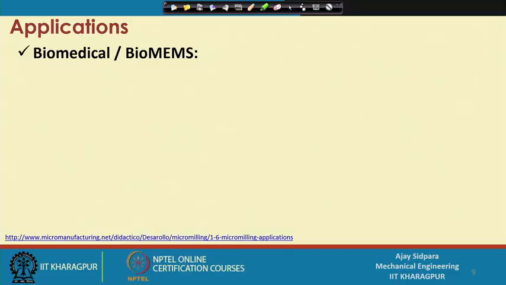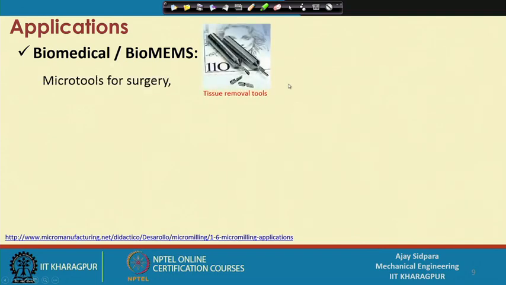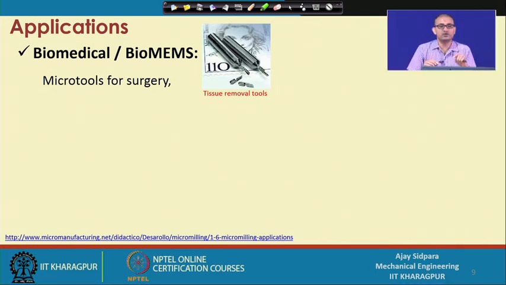So, let us see some examples of where micro mechanical machining processes are used to make different types of components. First, let us go with biomedical, bio-MEMS. There are different types of surgery tools available. These surgery tools are very sharp and very fine, fine in terms of dimensions. If you want to make a cut in our body and you use a very dull or non-sharp knife, it will give you a lot of pain and loss of blood.